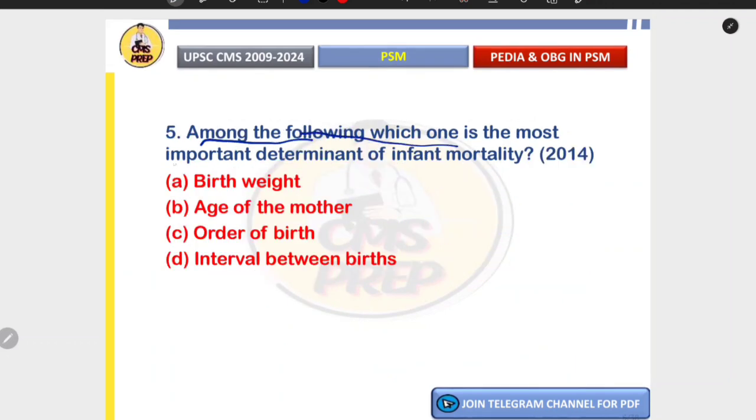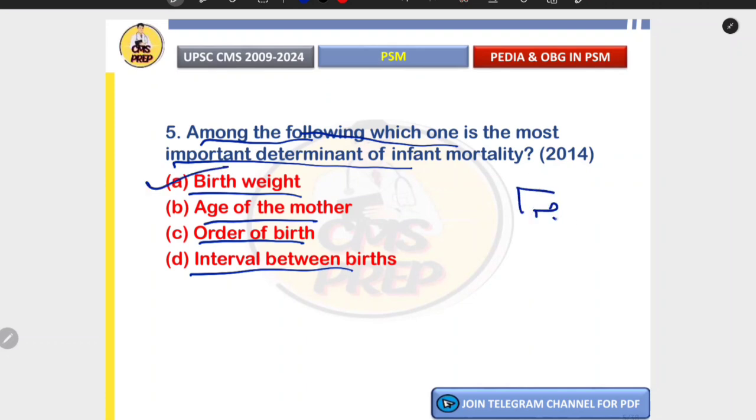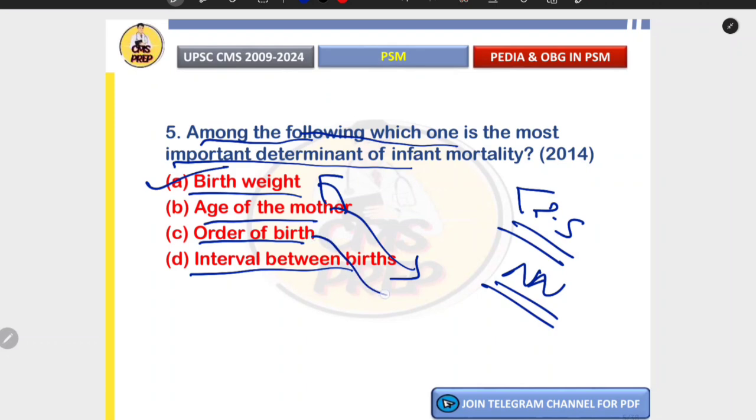Among the following, which one is the most important determinant of infant mortality? Birth weight, age of mother, order of birth and interval between births. So the correct answer is birth weight, because low birth weight, especially less than 2.5 kg, is the single strongest predictor of infant death, particularly neonatal mortality. Age of mother, teenage or elderly mothers have some risk but not as decisive as birth weight. Order of birth, high parity can be a risk but not as strong as low birth weight. And birth interval, a short interval increases the risk but again is not as important as birth weight. Okay, so why birth weight?